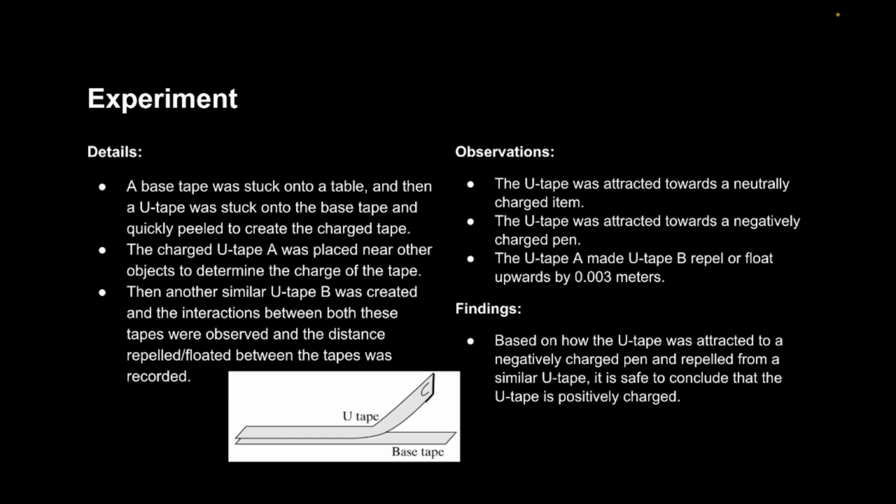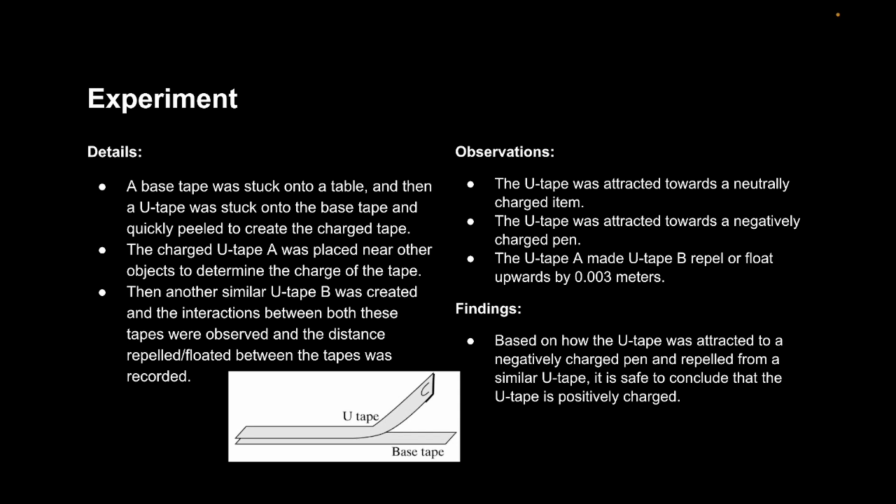So this experiment was carried out by first placing a base tape onto the table and then adding a U-tape that was stuck onto the base tape and quickly peeled to create the charged tape. The charged tape A was placed near other objects to determine the charge of that tape. Then a similarly made U-tape B was created, and the interaction between both of these tapes was observed, and the distance repelled or floated between the tapes was recorded.